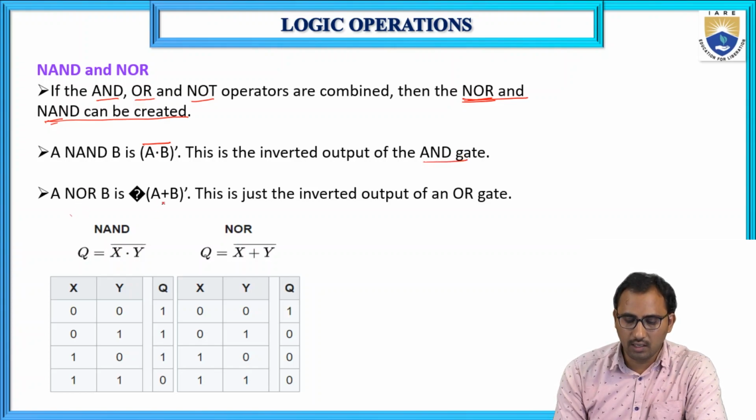And the NOR gate: first we perform the OR operation, then we take the complement of that, so that you will get the NOR operation. So it is the inverted output of the OR gate.